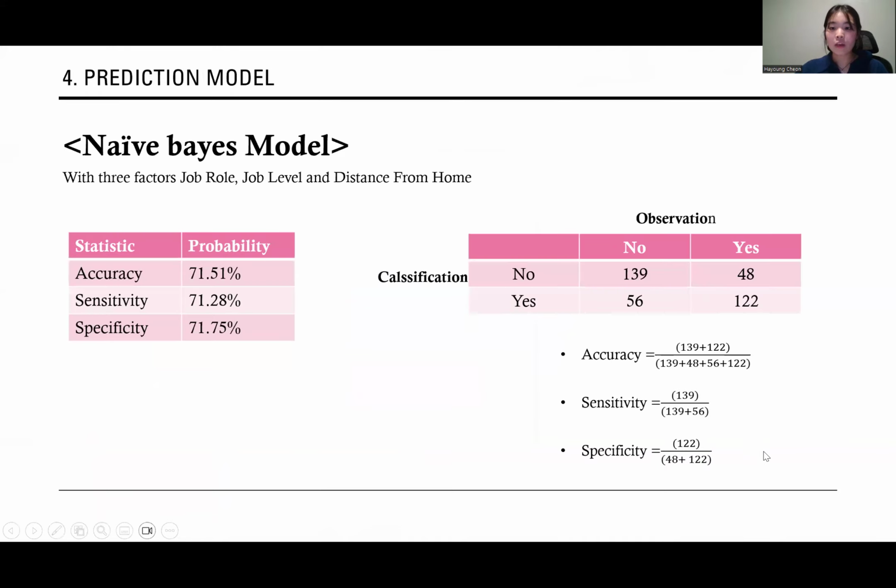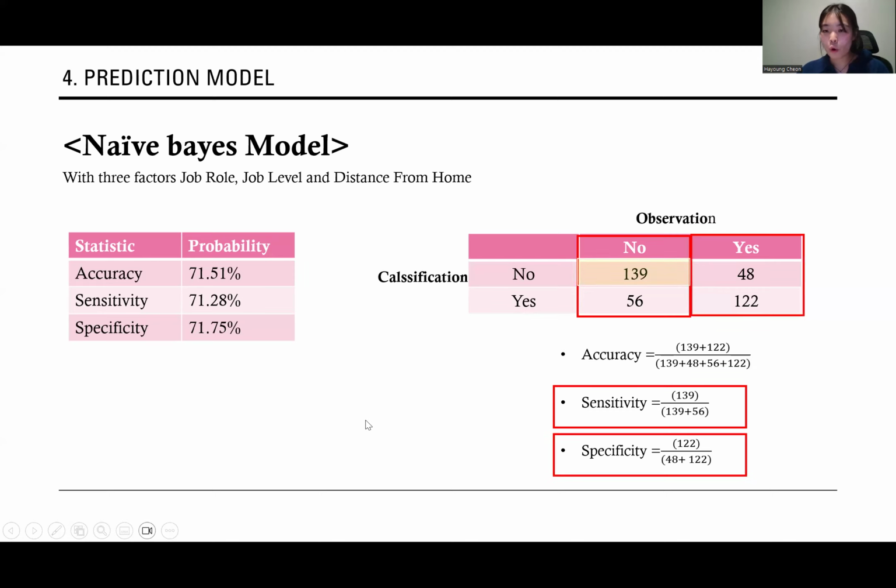And for the prediction model, I used a naive Bayes model. For the accuracy, which means over all the observations, the model has predicted correctly for no and yes with a 71.51% chance. For sensitivity, which means that over all the no's, the chance that the model classified no's right was 71.28%. And among all the yeses, the probability that the model classified yes correctly was 71.75%.